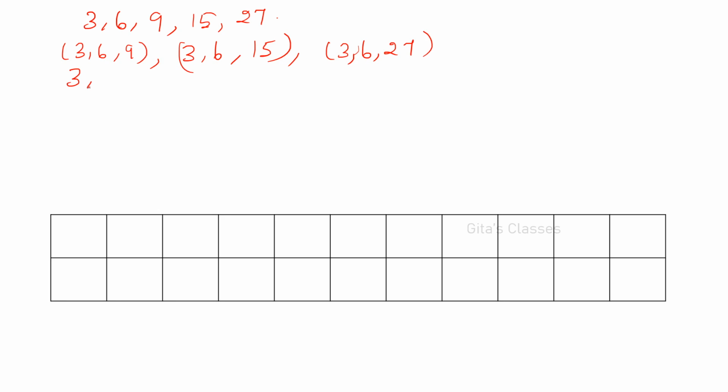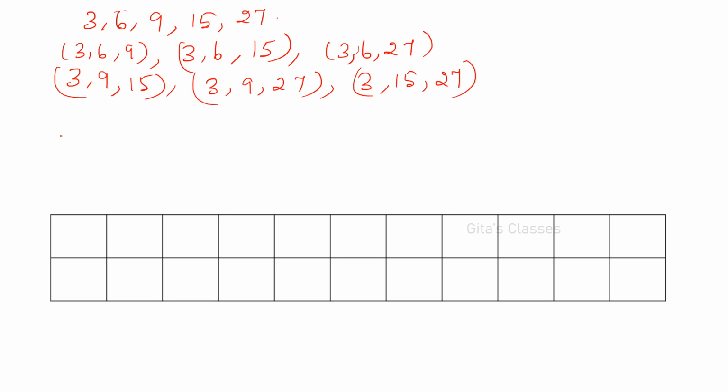And instead of 6 I can consider 3, 9. Without this 6, 3, 9, 15 also I can consider, right? So 3, 9, 15, 3, 9, 27. And I can leave 6 and 9, 3, 15, 27 also I can write. So 3, 15, 27. That's all.